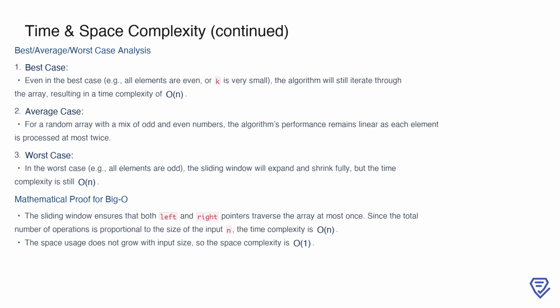To understand why this is the case, note that the sliding window ensures both the left and right pointers traverse the array at most once. Hence, the number of operations is directly proportional to the size of the input n. Moreover, since the algorithm does not use additional memory that scales with the input size, the space complexity remains O(1).